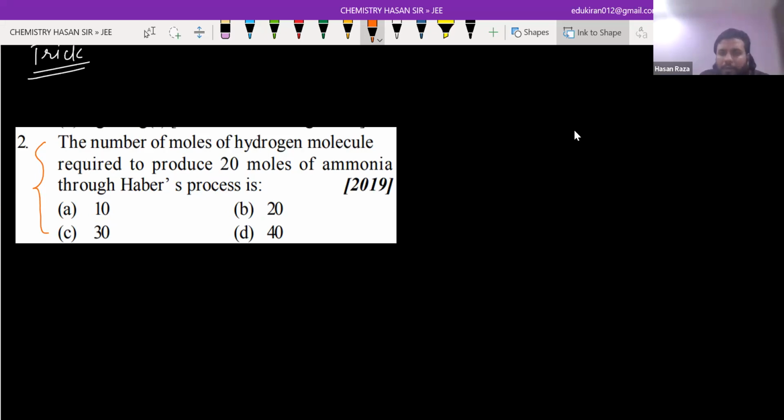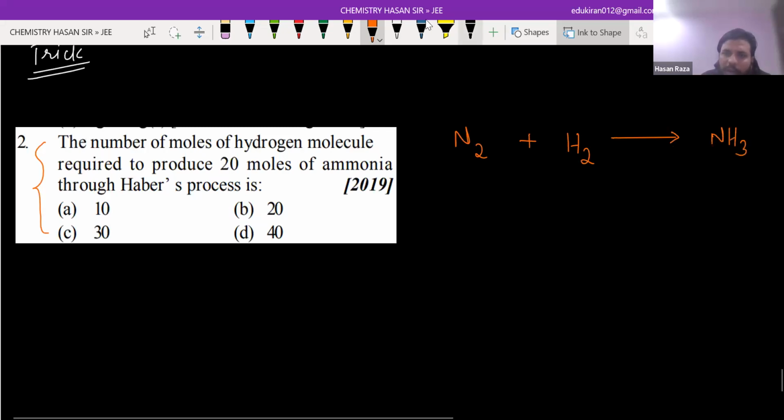Yeah, N2 plus 2H2 gives 2NH3. Yeah, this is Haber's process to prepare ammonia: N2 plus H2 will form NH3. Now you are going to balance it. As you can see, the question asks for the number of moles of hydrogen required to produce 20 moles of ammonia through Haber's process. So basically, Haber's process is nitrogen reacting with hydrogen to give ammonia.